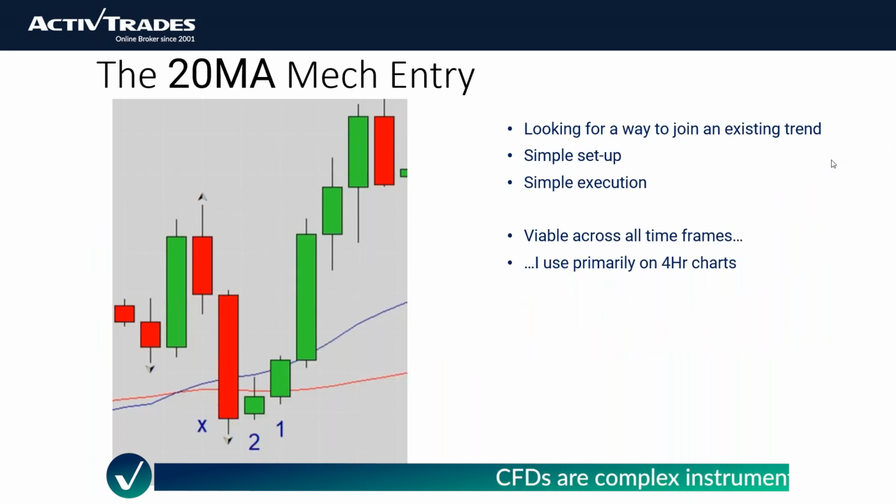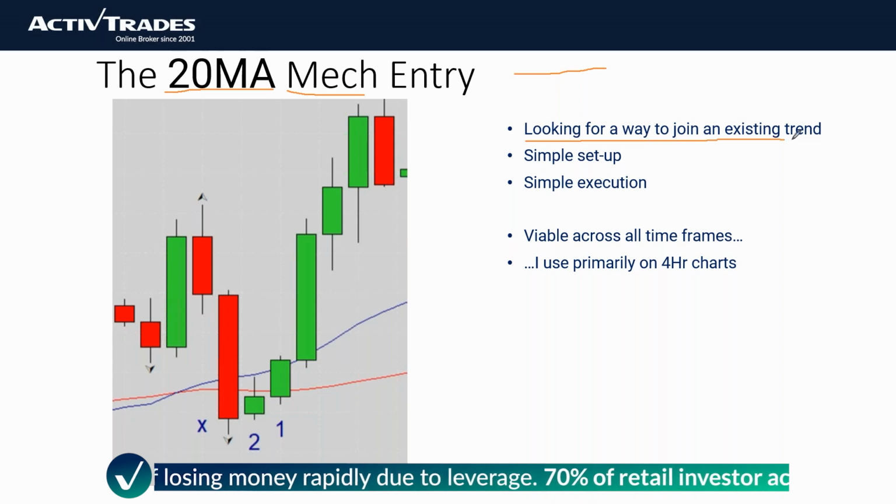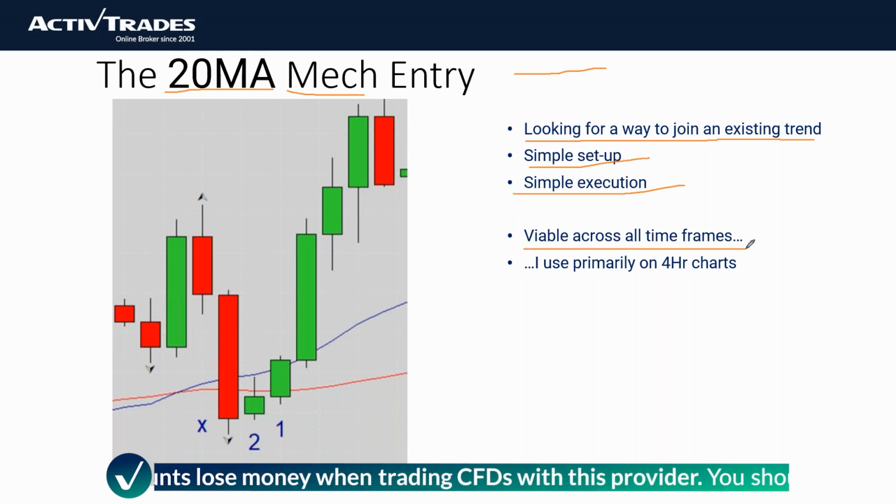So here is a very simple way to utilize the 20-period moving average as a way to rejoin trends. I call it the 20 MA mech entry. It's kind of mech because it's almost mechanical, and it is looking for a way to join an existing trend. Very simple setup, very simple execution: simple moving averages with a simple setup and a simple execution. It is viable across all time frames, but I would primarily use it on the 4-hour chart.